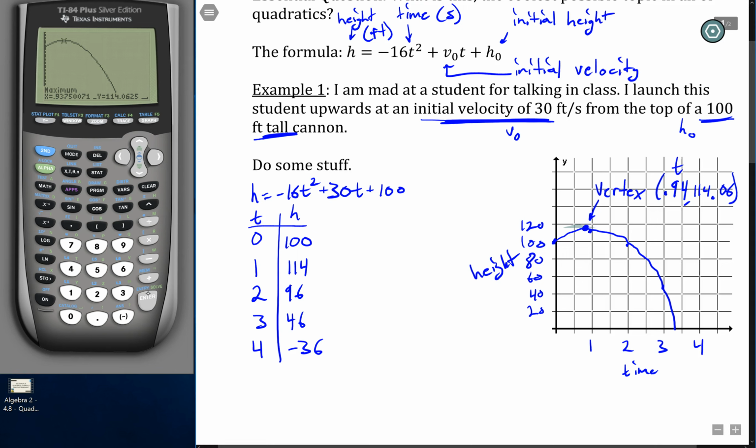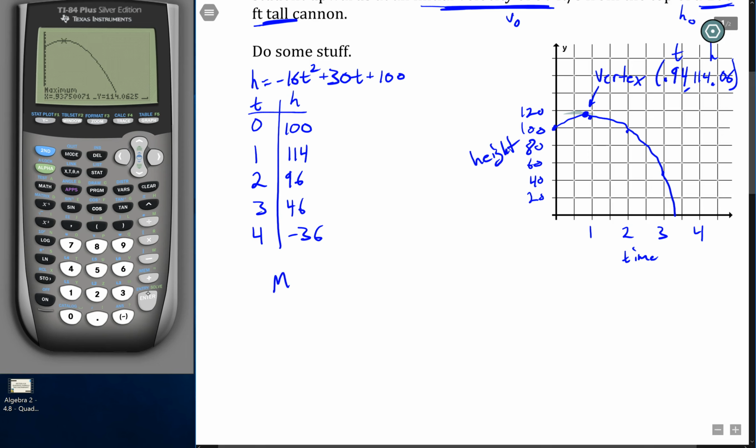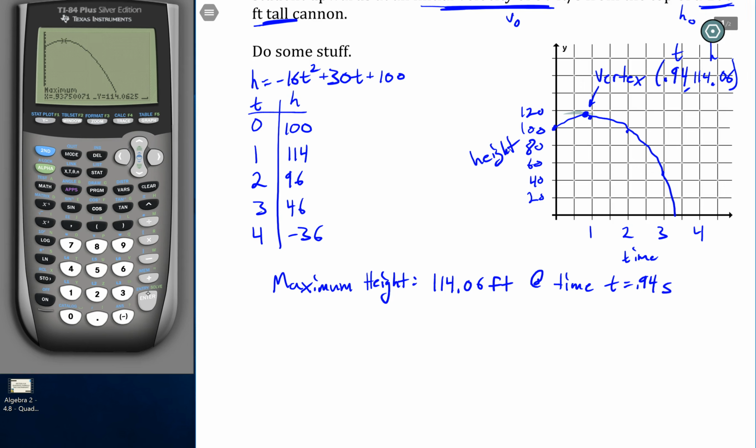Okay, now let's talk about what this vertex means in the context. Remember, t is the time, h is the height, and this is the maximum, right? So the maximum height the student will reach is, the maximum height is up at 114. So something I know about this student's trajectory, the maximum height is going to be 114.06 feet. Excellent. And this will occur at the time t equals 0.94 seconds. So if I'm trying to inflict maximum psychological pain on this student who I was annoyed at, do I think 114 feet into the sky is fine? Sure, that seems high enough.